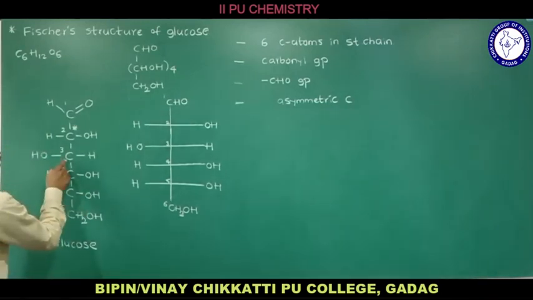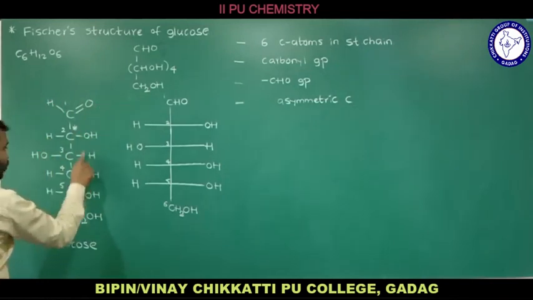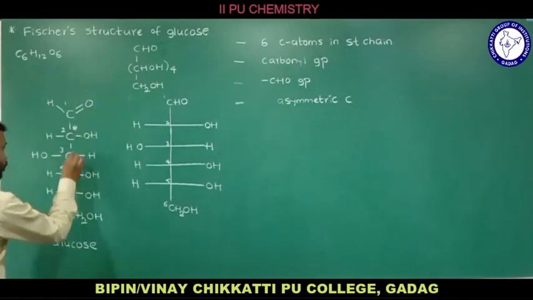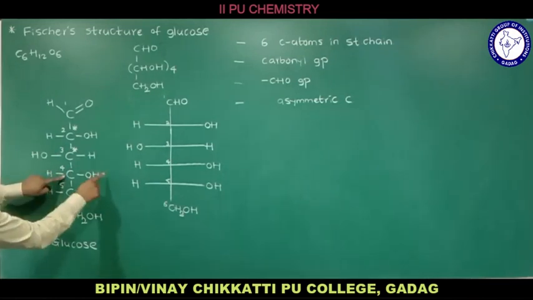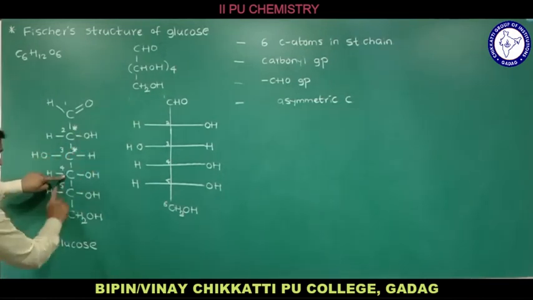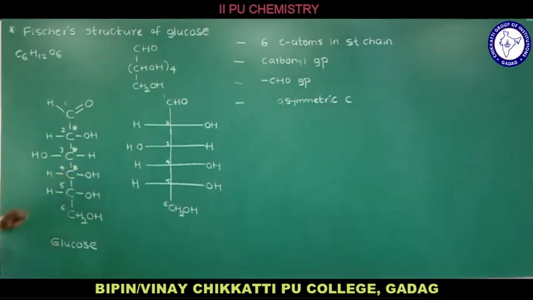What about carbon number 3? This is one asymmetric carbon. OH is one group, H is one group, and this is one group. Therefore carbon number 3 is also an asymmetric carbon. And now you just guess, what about carbon number 4? Is that an asymmetric carbon or not? H is one, OH is one, above we have one group and below we have one group. All are completely different. Therefore carbon number 4 is also an asymmetric carbon.